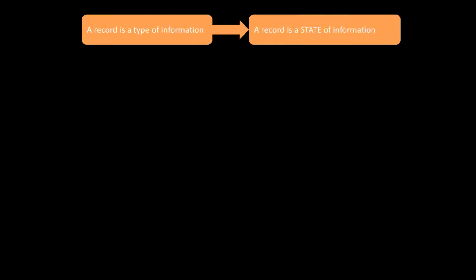Firstly, a record is not a type of information, but a technical characteristic that really represents the state of an information. End users don't make a distinction between looking for a record or looking for a non-record. To them, all the information that they're looking for is part of their business decision making, and they don't make any sort of distinction.